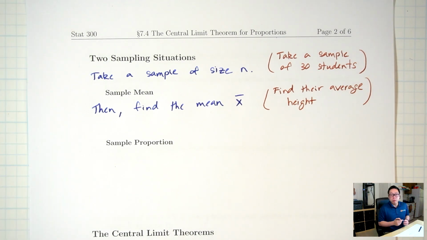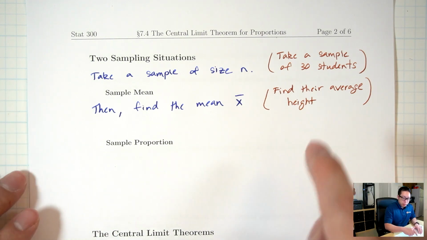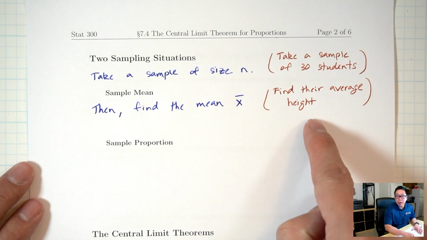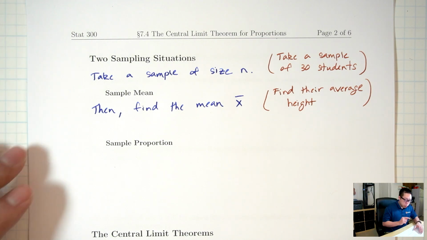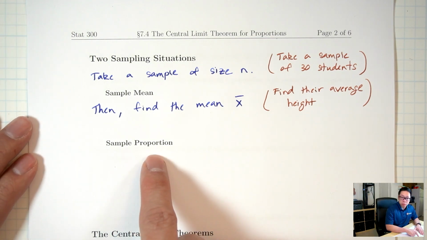And this situation we've been talking about for the past couple of lectures, right? We ask questions like, what's the probability that their average height is less than 6 feet? And then we use the normal distribution to help us answer that. Now the new situation in this section is the proportion situation.